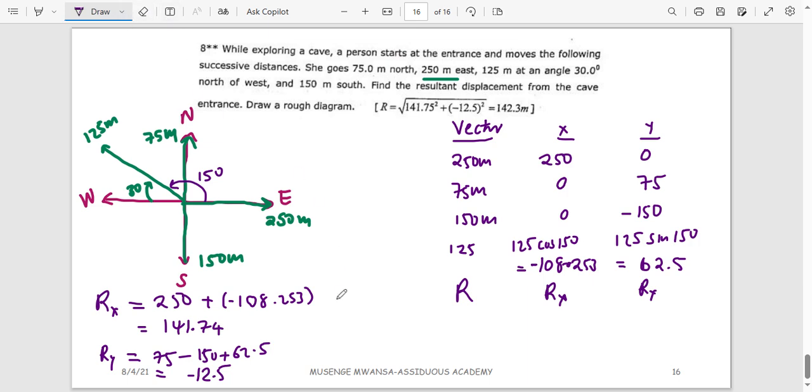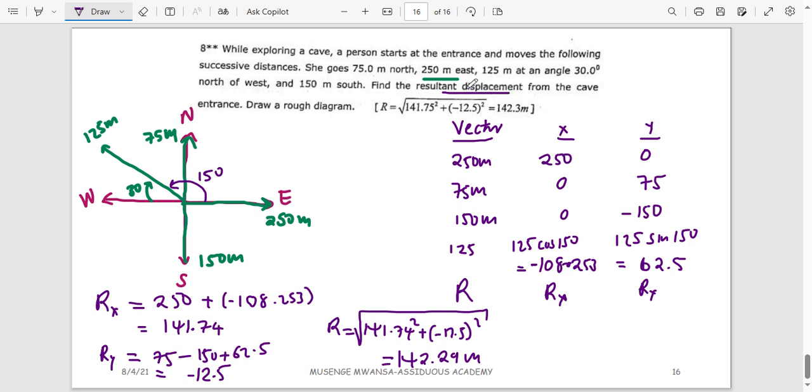Therefore, to find the actual resultant, we are going to get the x component 141.74, square that, plus the y component, which is negative 12.5, square that, and then square root. 141.74 squared plus the other one squared, and then we square root. That is going to give us 142.29 meters.